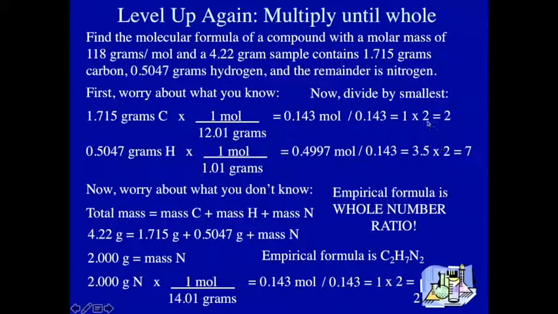I have to multiply, in this case, everything by 2 in order to get a 7. If this were a 3.25, then I might have to multiply by a 4. But in this case, 3.5 times 2 gives me 7. That is not the final answer, however, because my molar mass is 118 grams per mole.